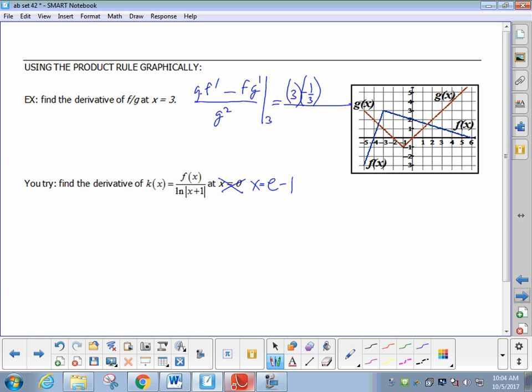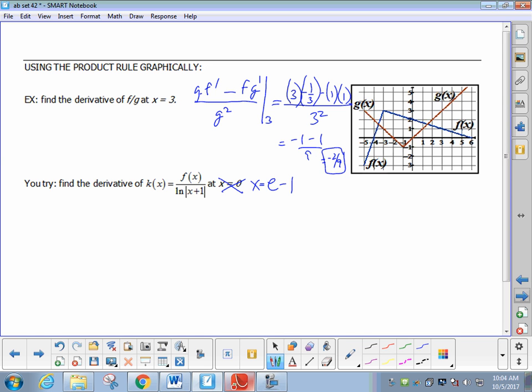Okay. Minus F. What is F at 3, which is the point? 1. And what about G prime at 3? The slope of G at 3 is 1 over G at 3, which is 3, and squared. So negative 1 minus 1 over 9. Did you get negative 2/9?